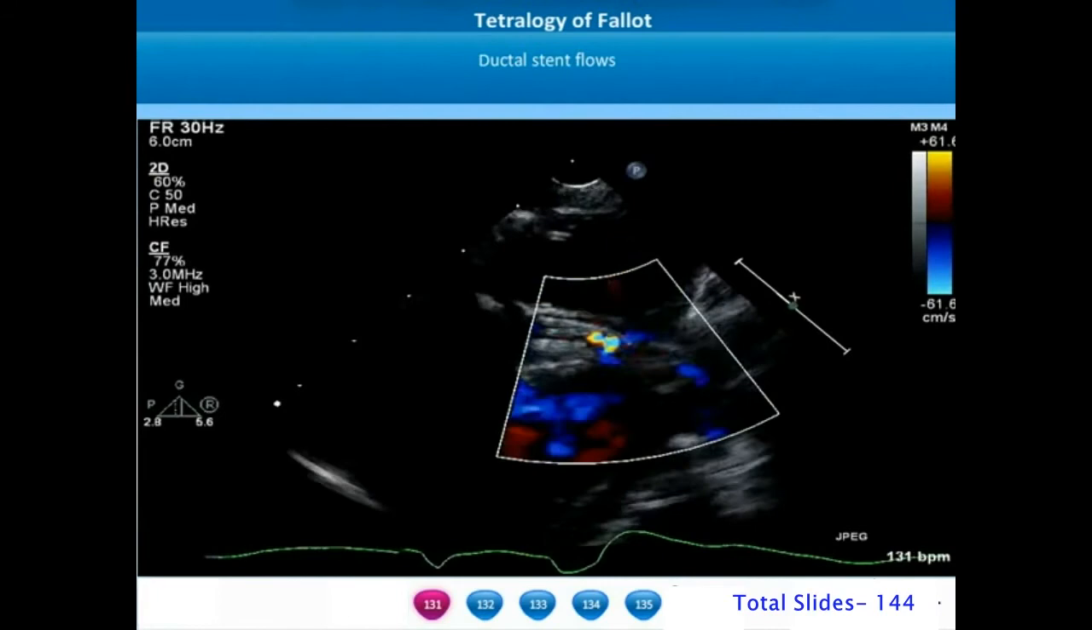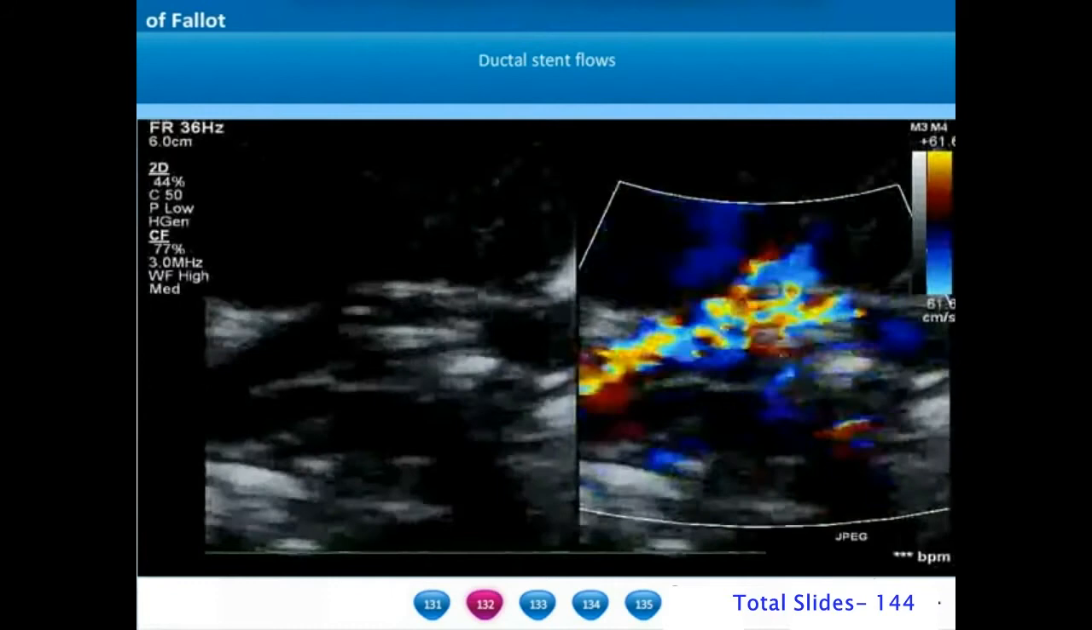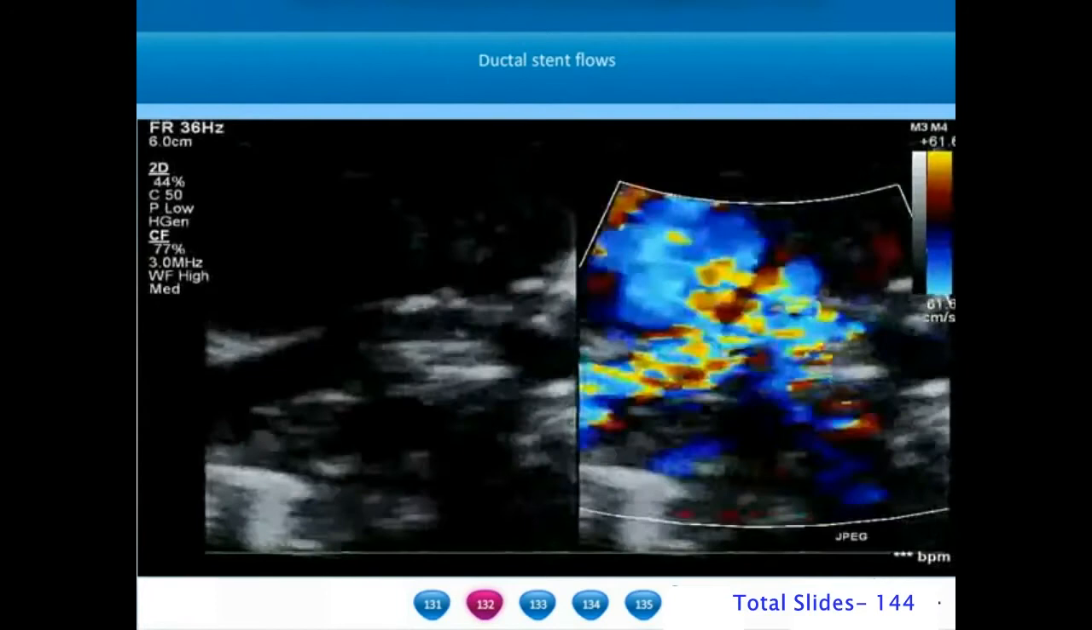In the same patient, on a parasternal short axis view, we can notice the right and the left hilar pulmonary arteries and the ductal stent located in the region of the confluence.